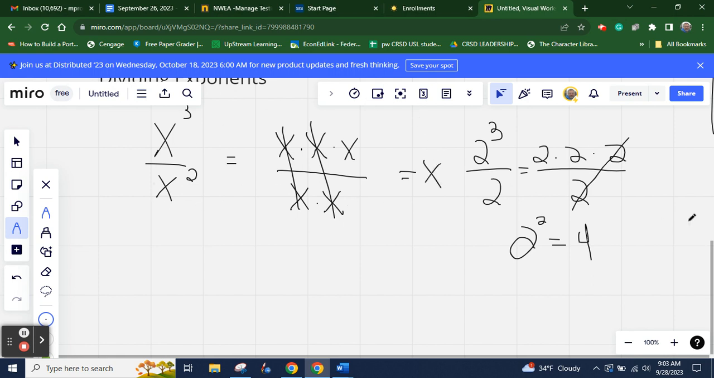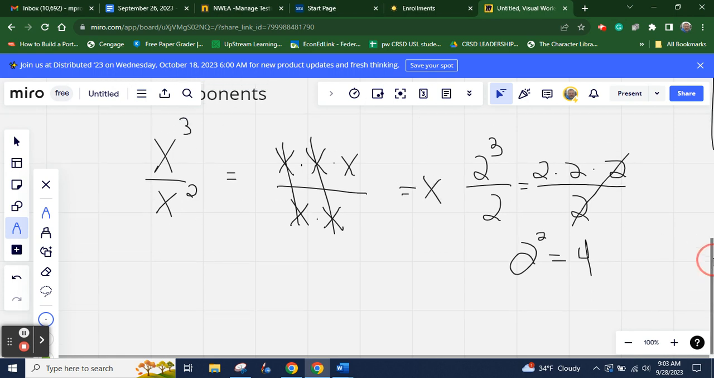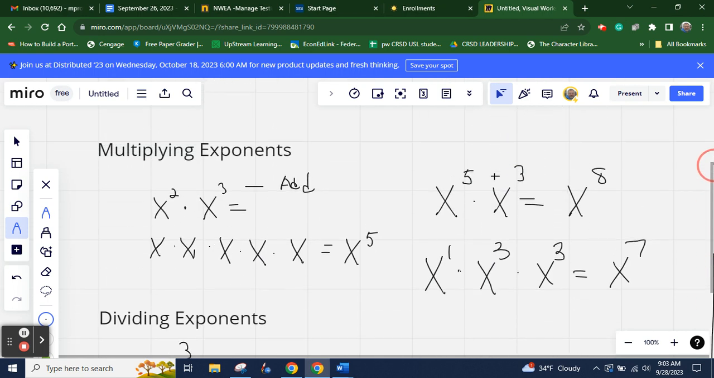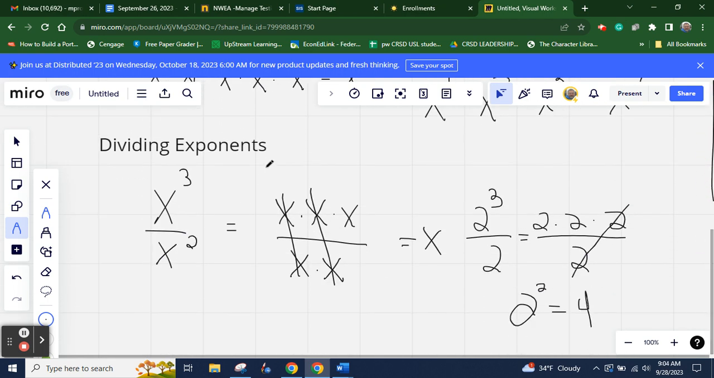You should notice what's going on here. When you multiply exponents, you add them. When you divide, you subtract the bottom from the top. Subtract. Okay, and then let me show you. You just look at 3 and 2. So 3 minus 2 gives us 1, and that's equal to x. That's what we got right here.